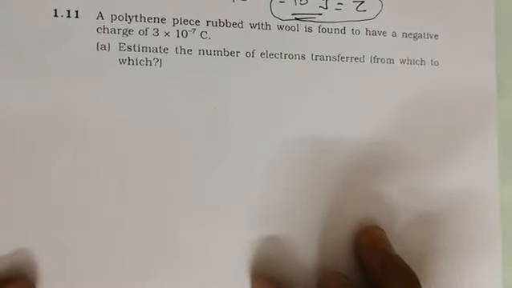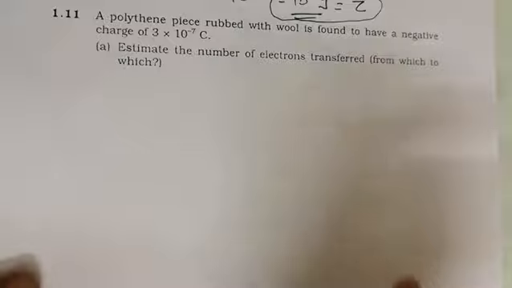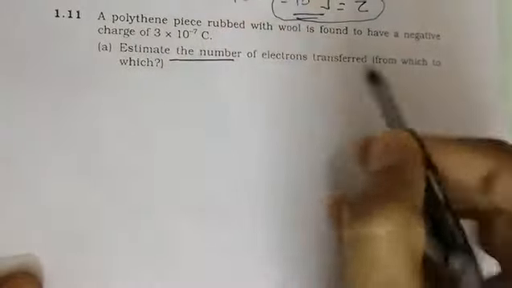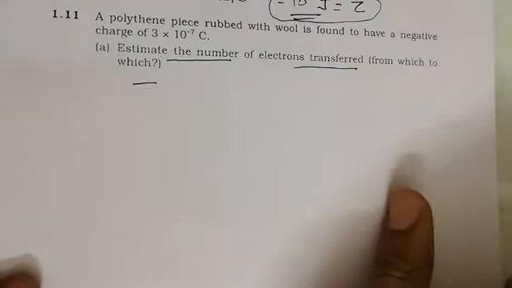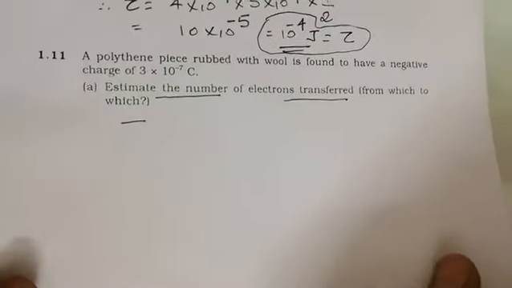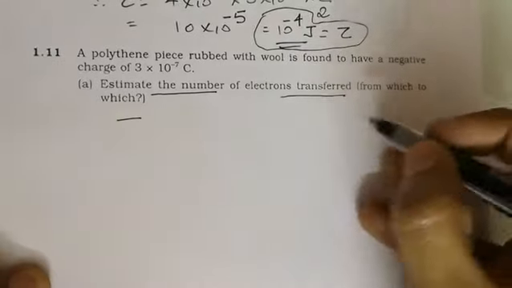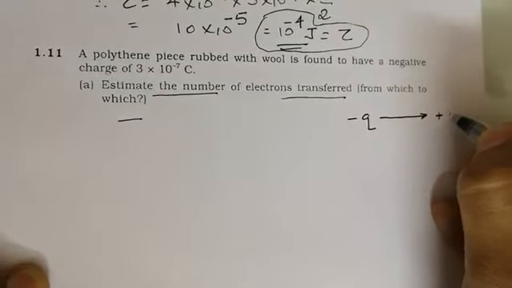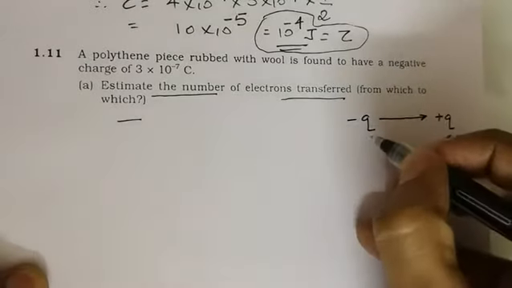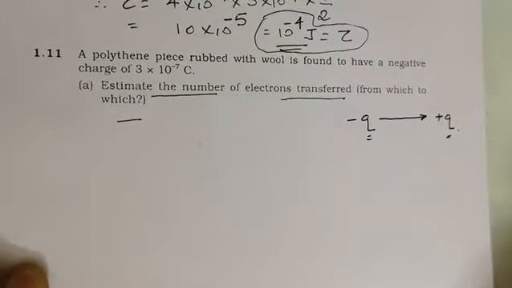In 1.11, we are given that a polythene piece rubbed with wool is found to have a negative charge of 3 × 10^-7 coulombs. Estimate the number of electrons transferred, and from which to which. A negative charge is always attracted toward the positive charge, even if both have the same magnitude.